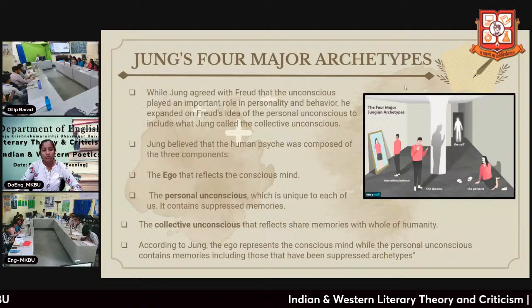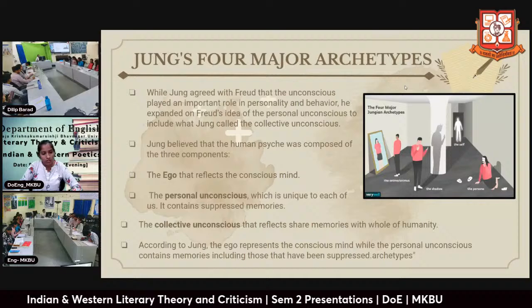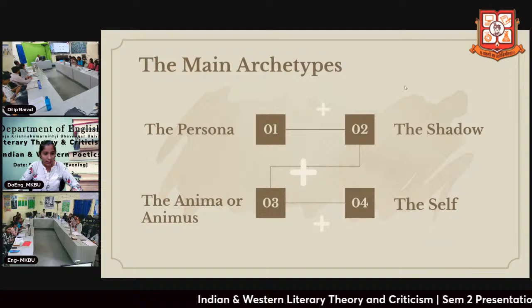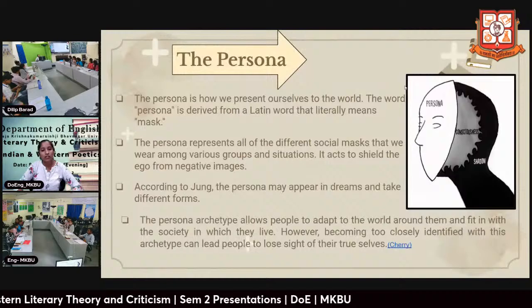According to Jung, the ego represents the conscious mind, while the personal unconscious contains memories, including those that have been suppressed. The main archetypes by Jung: first, the persona; second, the shadow; third, the anima or animus; and fourth, the self. First, persona. Persona is how we present ourselves to the world. The word persona is derived from a Latin word that literally means mask.